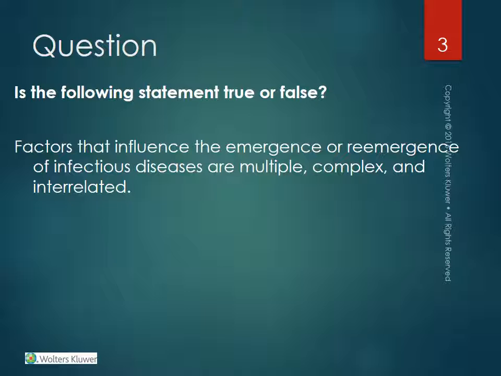Question: is the following statement true or false? Factors that influence the emergence or reemergence of infectious disease are multiple, complex, and interrelated. This answer can be found on page 282 of your textbook. There are 13 factors that contribute to the emergence of infectious disease. These factors are complex and interrelated.